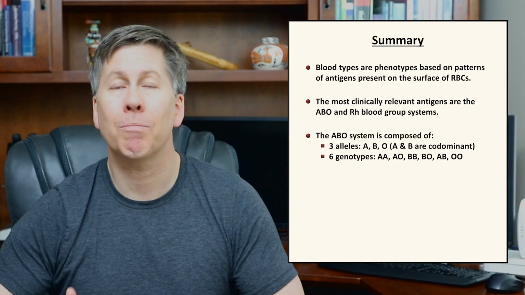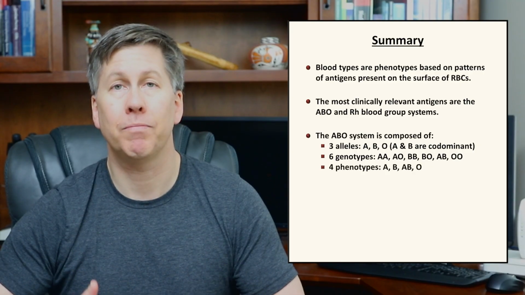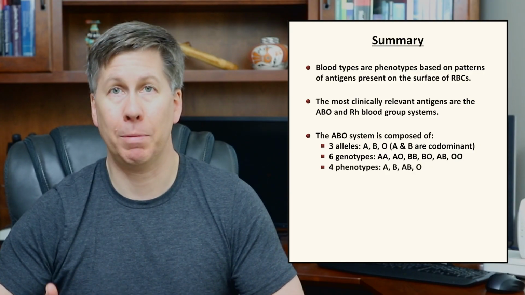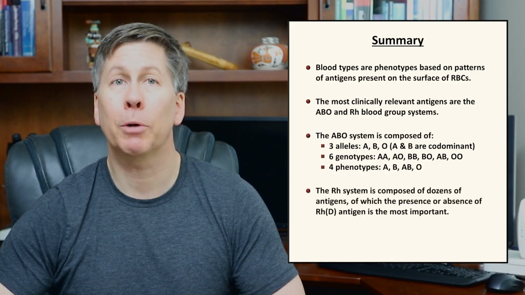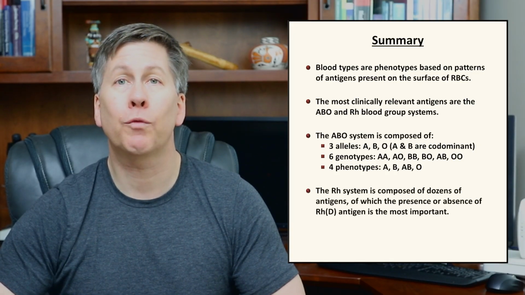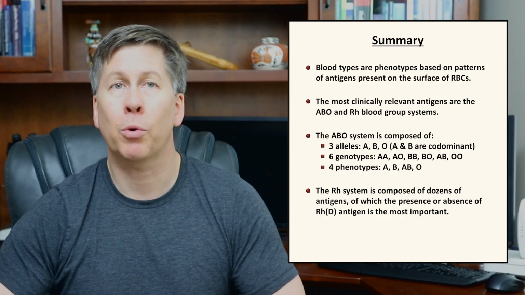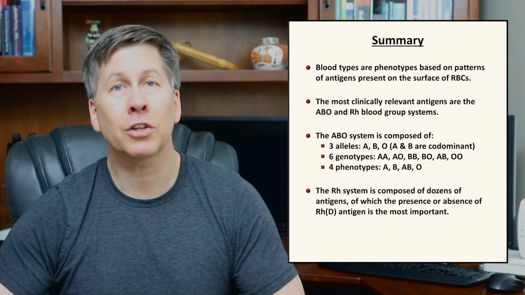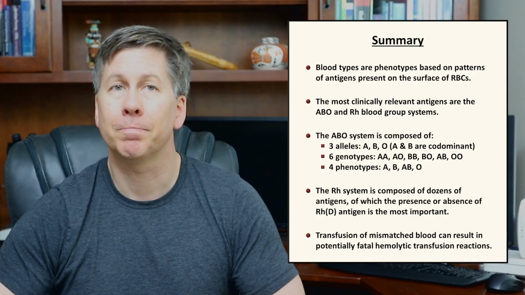6 genotypes, AA, AO, BB, BO, AB, and OO, and 4 phenotypes, A, B, AB, and O. The Rh system is composed of dozens of antigens, of which the presence or absence of RhD antigen is the most important. And finally, the transfusion of mismatched blood can result in potentially fatal hemolytic transfusion reactions.